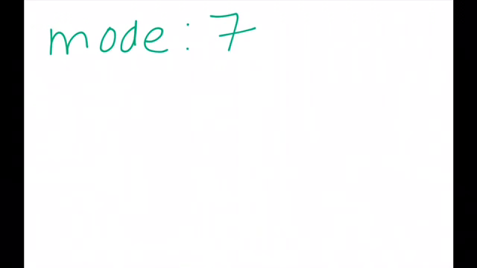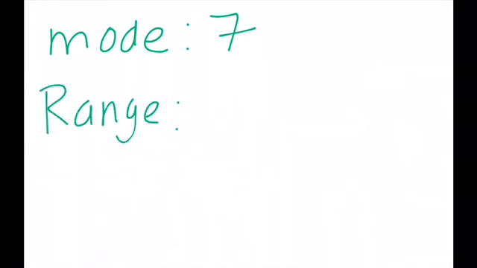And then to find the range, we're going to take our largest number, which is 12, and subtract from our smallest number, which is 1, and that gives us 11.